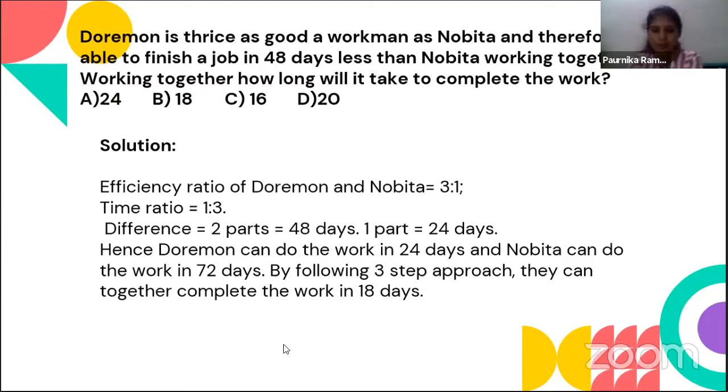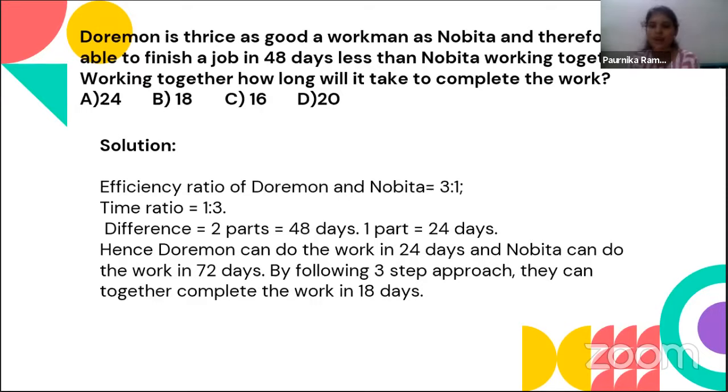What you have to do in this three-step approach is, see, Doraemon takes 24 days, right? And Nobita takes 72 days. What is the LCM of 24 and 72? The LCM is 72. Now quickly divide 72 by 24 and 72 by 72. So the efficiency would be 3 is to 1, right? So together they will be able to complete it in 3 plus 1, 4 parts.